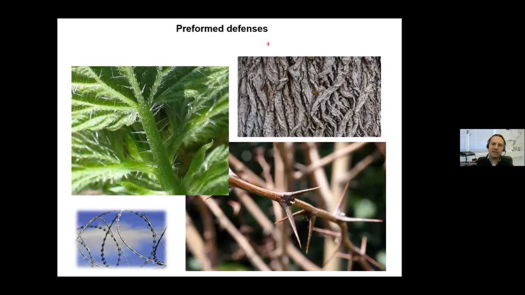These are preformed defenses. You have a bark which prevents infections. We have, everybody knows, thorns and spikes. It's basically analogous to barbed wire. And then you see these little hairs, called trichomes. They are filled with chemical defense materials. Everybody has experienced this as a child for sure, getting this burning by touching a leaf of this plant. And so these are all preformed defenses.